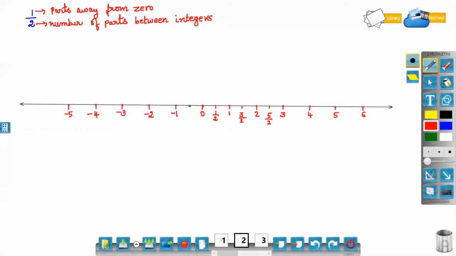Next 5 by 2. On the left side it is negative number, minus 1 part away from 0, minus 1 by 2. Next minus 2 by 2, that is minus 1. Next minus 3 by 2. Next minus 4 by 2, that is minus 2. Next minus 5 by 2. Next is minus 6 by 2, and so on.